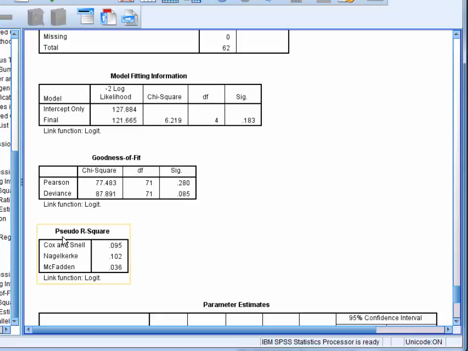The pseudo R-square table underneath gives R-square equivalents for the ordinal regression. Generally, all are reported.